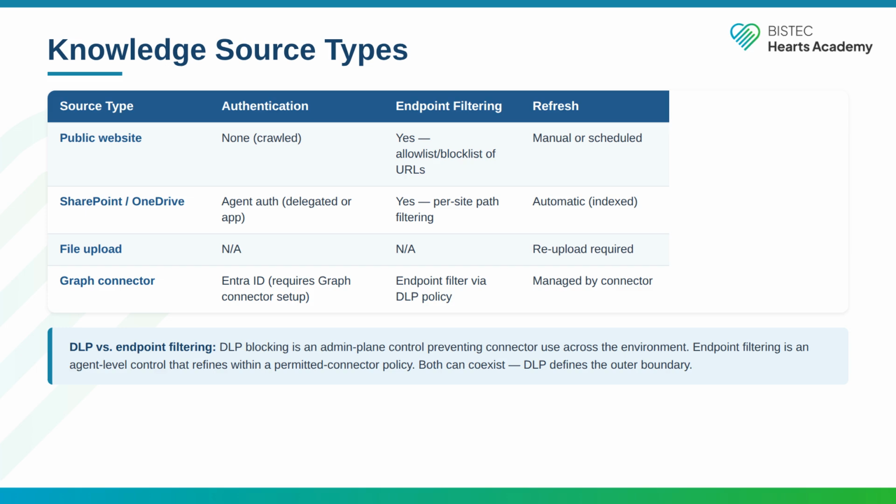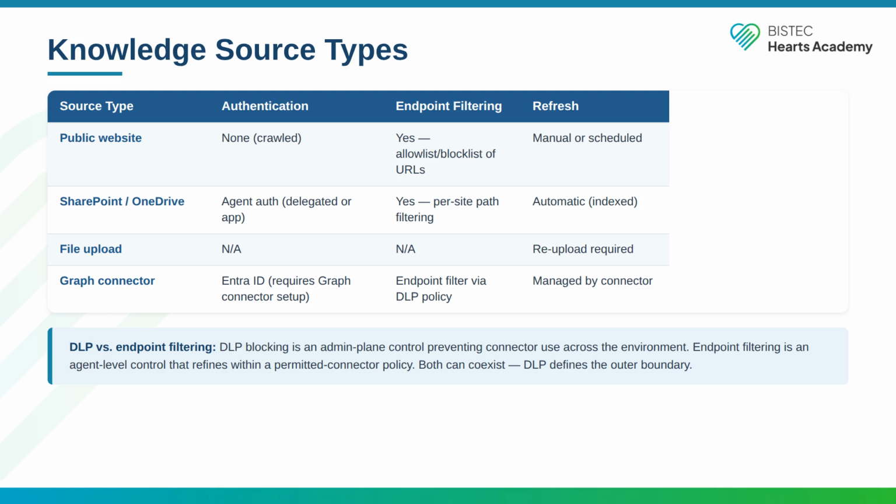SharePoint and OneDrive sources authenticate using either delegated credentials, where the agent queries SharePoint with the signed-in user's permissions, or app-based credentials via a service account. The distinction matters for data governance. Delegated authentication means SharePoint security trimmings apply. Users only see content they have access to directly. App-based authentication means the service account's permissions determine what is returned, regardless of which user initiated the query. Per-site path filtering is available. Content refresh is automatic via Microsoft search indexing.